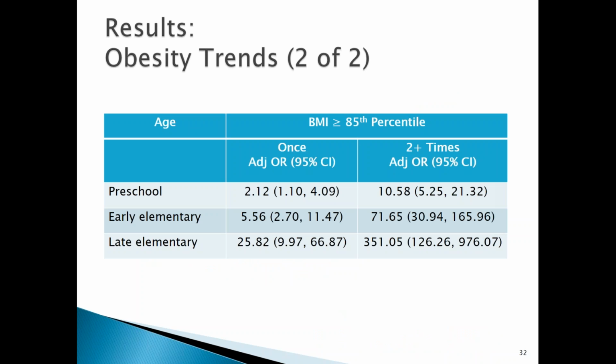And then we looked at the number of times that they were overweight or obese at each of those time periods. As we saw with the graph, the closer you are to 11 years, so the late elementary versus preschool, the higher the odds of being overweight or obese. And we did find, in effect, that if the child was overweight or obese 2 or more times, the odds of being overweight or obese at 11 years was much higher.